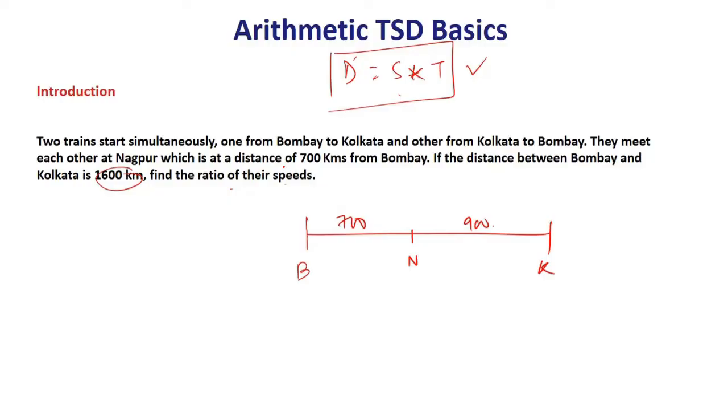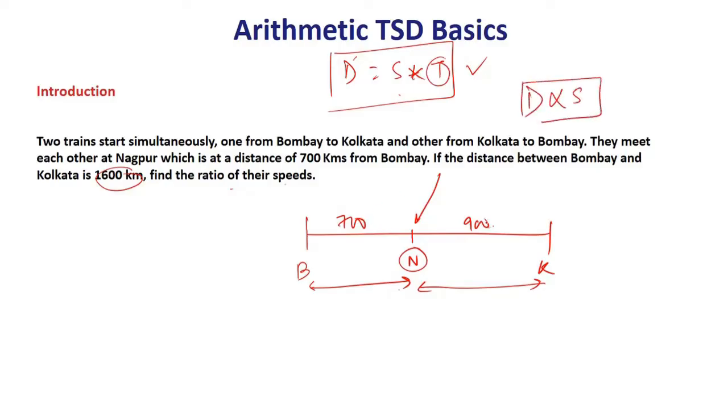Now what is happening here? This point, which is Nagpur, they are meeting at the same time. So the time the first train travels from B to N, the second train travels from K to N. Since the time is a constant, distance must be proportional to speed. So therefore, what will be the ratio of the speeds? Same as the ratio of distances. So the ratio of the speeds will be 7:9. I hope this is clear to you. Very simple thing, but very important.